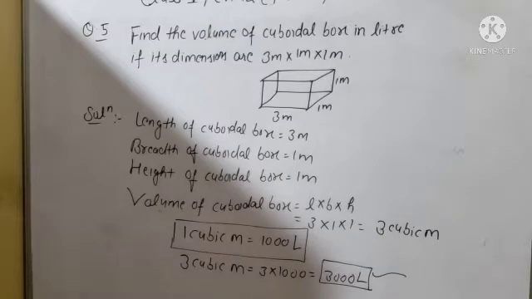So simply, first of all, you will find out the length. What is length? 3 meter, breadth is 1 meter and height is 1 meter. After that, volume will be length into breadth into height, 3 into 1 into 1, 3 cubic meter. But now you will find out the answer in liter. So 1 cubic meter is equal to 1000 liters. So 3 cubic meter will be 3000 liters. So this was your question number 5.